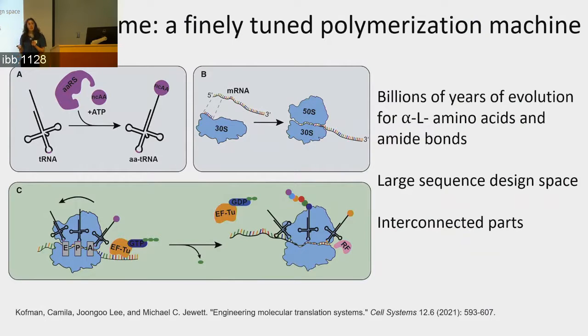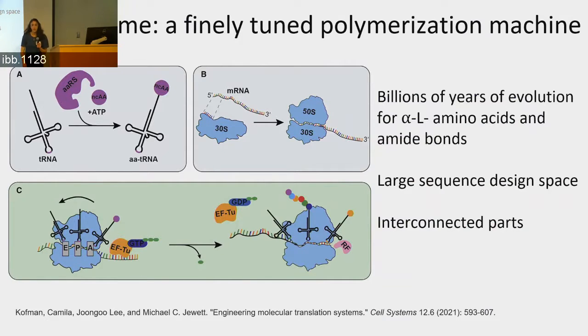But at its core, it's not just making these amide bonds. It is a polymerization machine. It's finely tuned in the way life is right now, but it is making polymers. So that means its function can be expanded to make other kinds of polymers. And that's actually of a lot of interest when you use non-canonical amino acids and other things because it's so efficient at this.